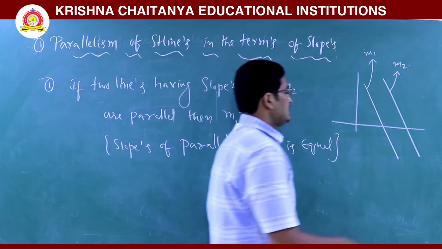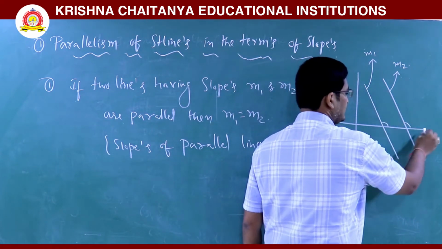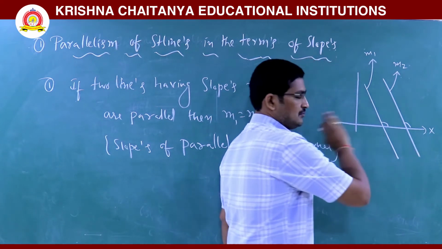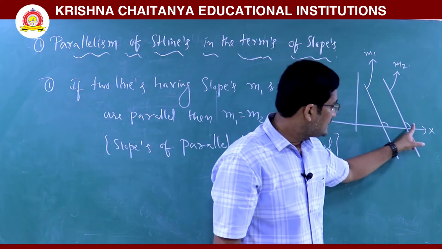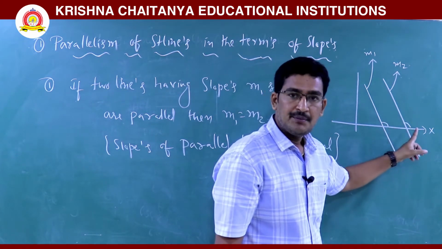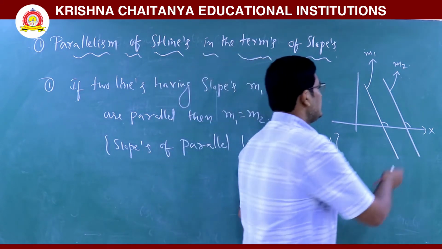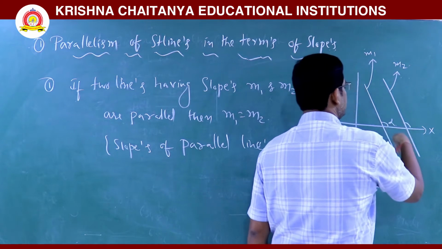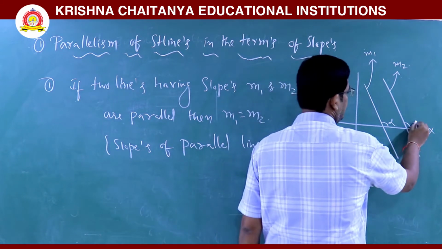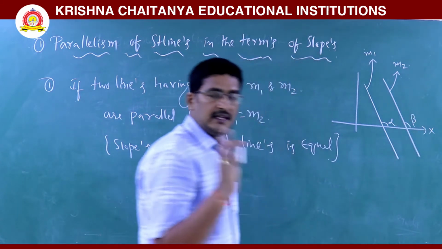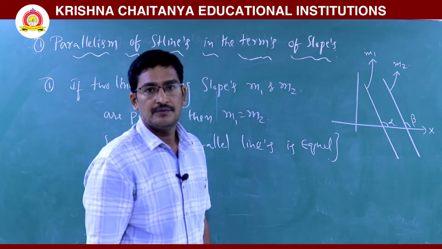How? Since these two lines are parallel, they make the same angle with the positive x-axis, measured in the anti-clockwise direction. The two lines subtend the same angle. Suppose alpha is the inclination of this line. That is called inclination. Let alpha be the inclination of this line, and beta the inclination of the other line. Then clearly, if those two lines are parallel, alpha is equal to beta.